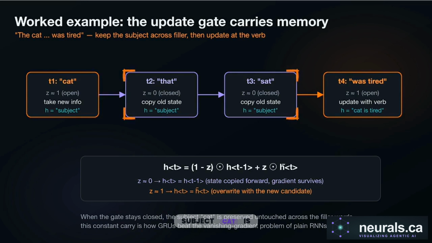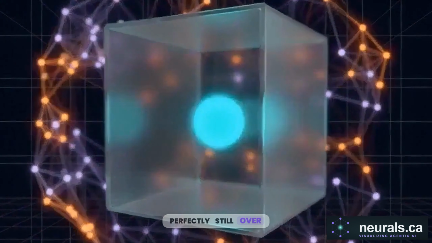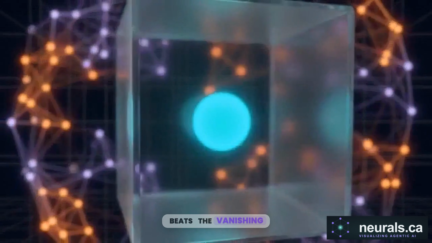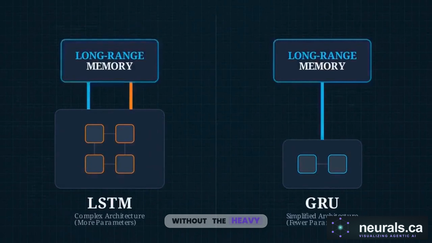Look at the sequence boxes from T1 through T4. The subject cat is locked safely behind closed gates at steps T2 and T3. It survives intact across the filler words, until the verb at step T4 forces an open gate and a new update. By giving the network the mathematical ability to hold a gradient perfectly still over time, the GRU beats the vanishing gradient problem, doing the heavy lifting of an LSTM without the heavy machinery.